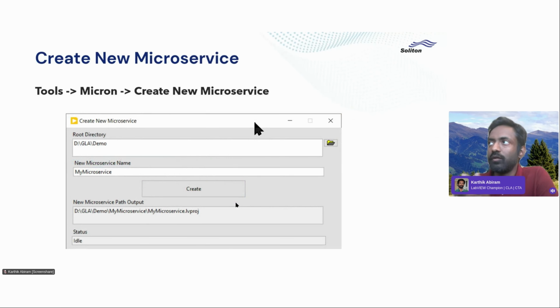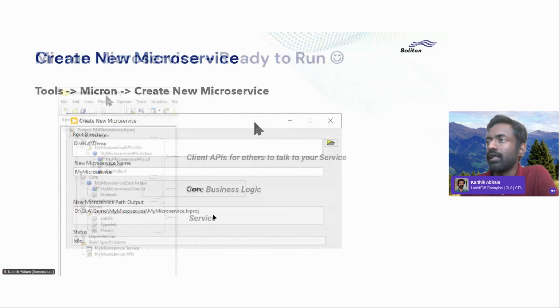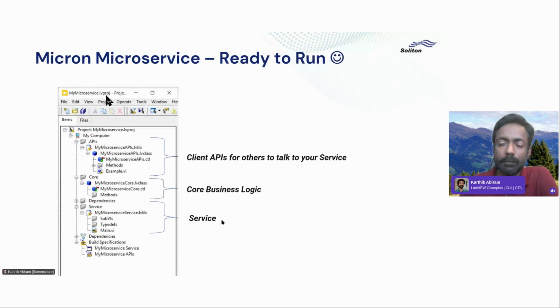Now, how do you create a new microservice? We have a template available that will immediately allow you to get started. It asks you for two inputs: the directory where you want to create the microservice, and the name of the microservice. Once you click create, it gets created, and it gives you the path of where it got created. This template project is ready-to-run code. You don't need to make any changes to see whether it is running or not.